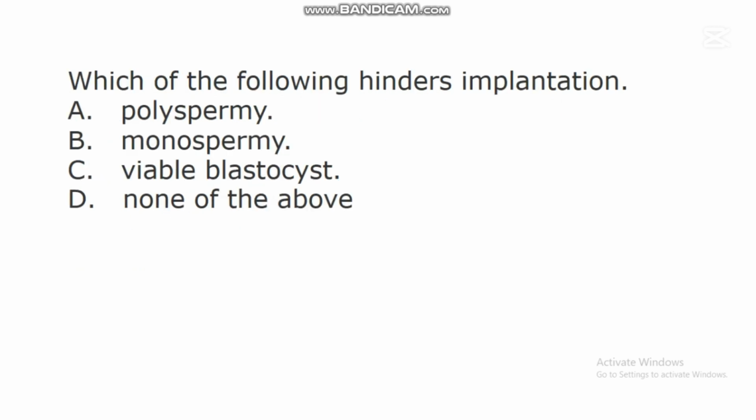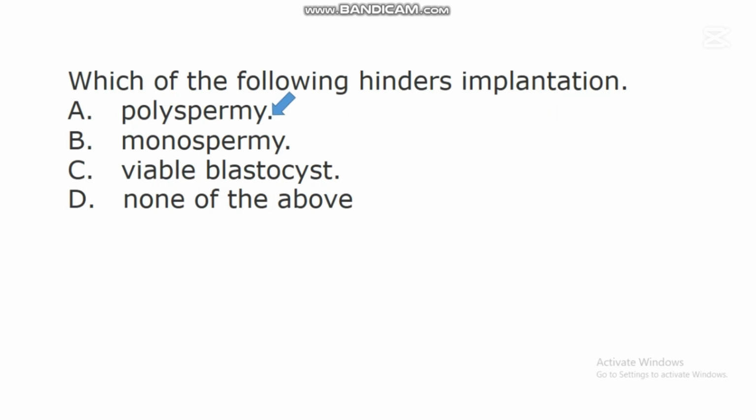The next question says, which of the following hinders implantation? A. Polyspermy. B. Monospermy. C. Viable blastocyst. D. None of the above. In this question, the correct answer is A. Polyspermy. We have said that polyspermy is a situation whereby multiple sperm cells fertilize one egg cell.